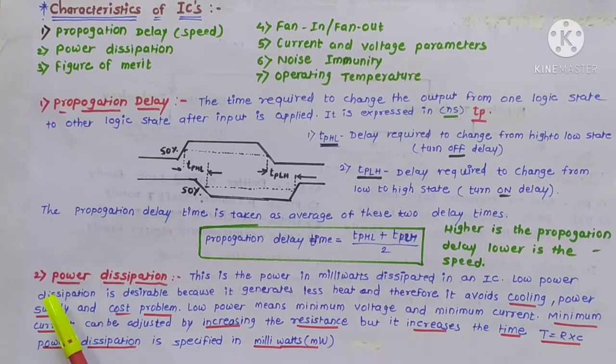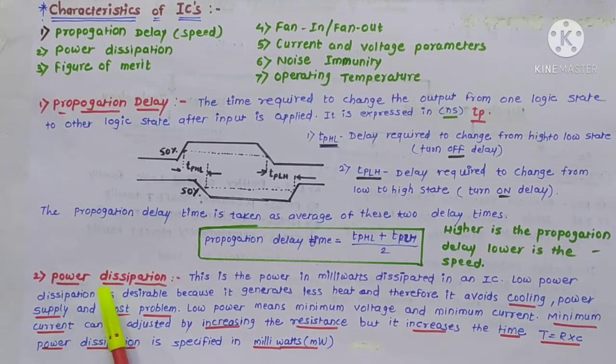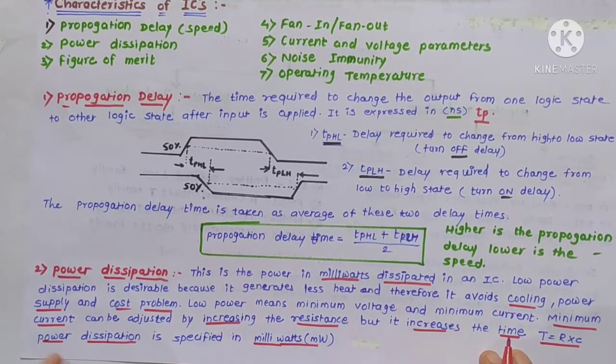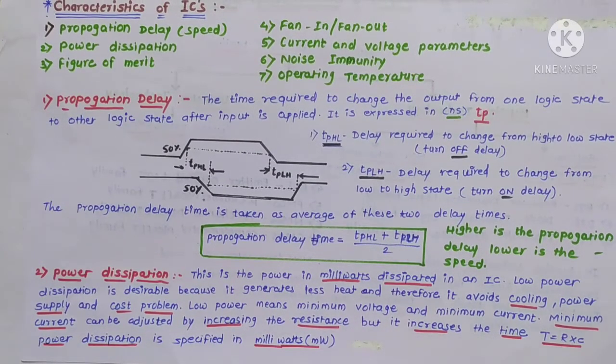Now this is the second characteristic of IC, power dissipation. We know that power is the product of current and voltage. So this is the power in milliwatt dissipated in an IC. It means less power is required for better performance. So low power dissipation is desirable because it generates less heat and therefore it avoids cooling, power supply and cause problems. Low power means a requirement of minimum voltage and minimum current.